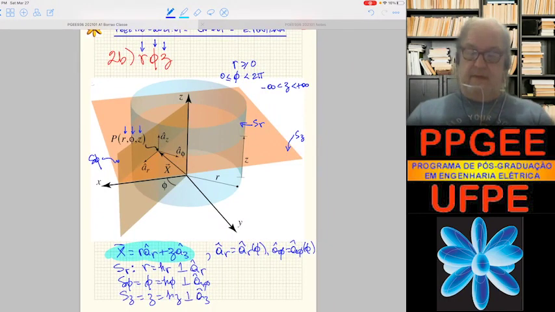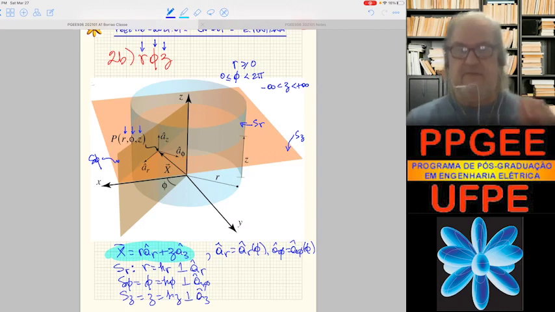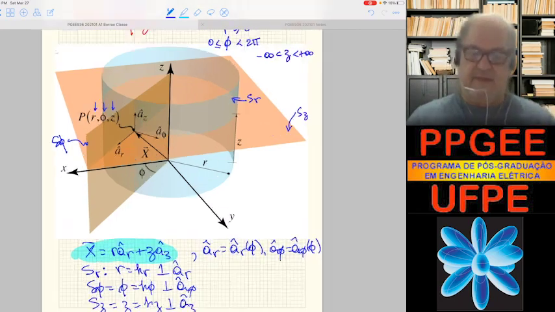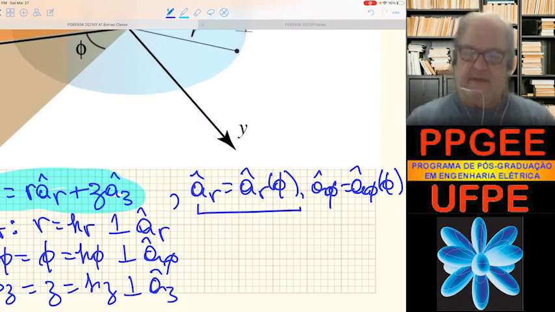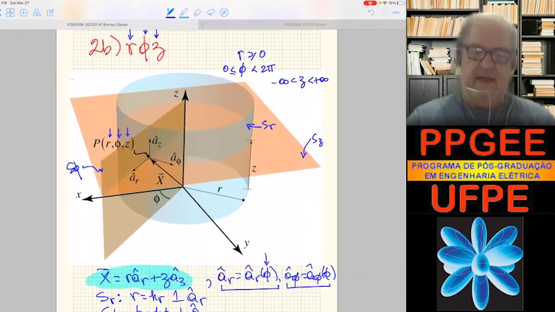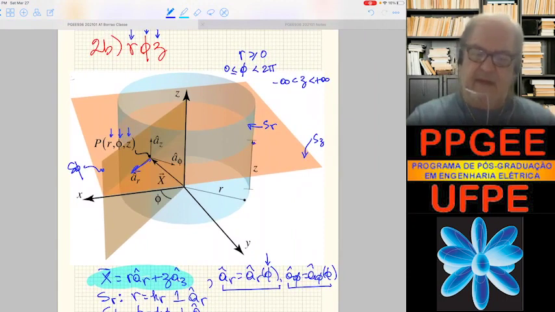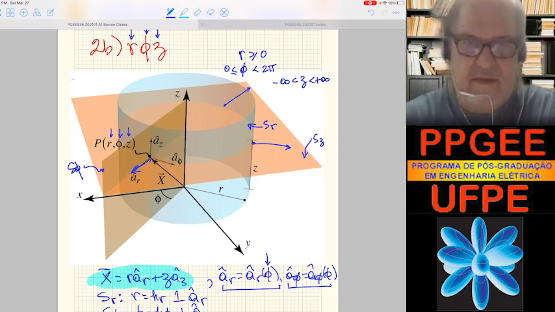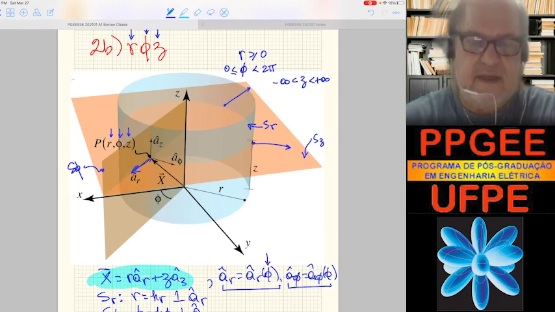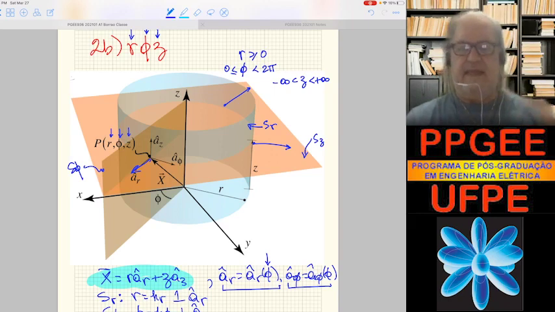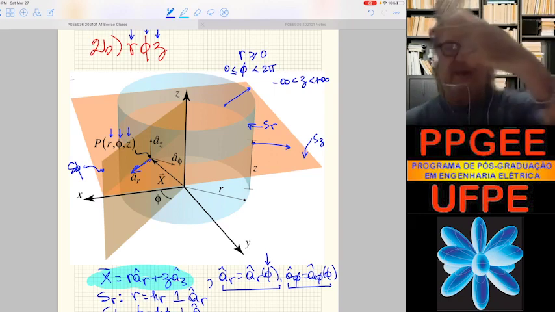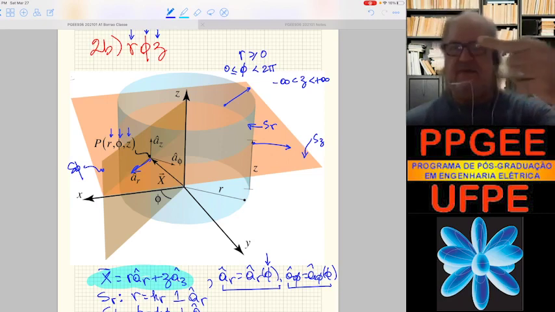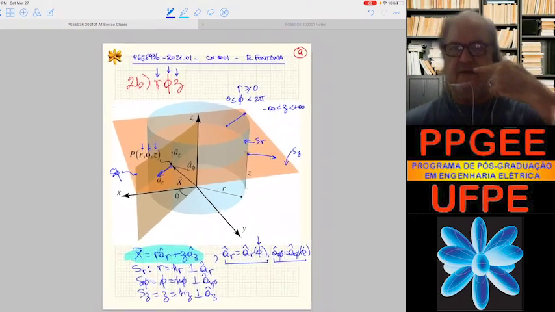Well, what we have as a property which differs from the XYZ system is that a_r and a_phi are functions of the coordinate phi. Okay? If I'm here, a_r points in that direction. If I'm here, it's going to point in this direction. If I'm back there, it's going to point in that direction. Even though the magnitude is unitary, the direction is variable with the angle phi. It doesn't change with translation in z. It doesn't change if you translate along the radial distance, but it changes if you do this. You know, if you do this change.